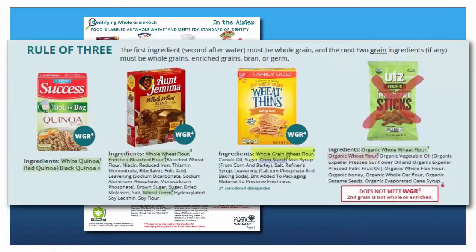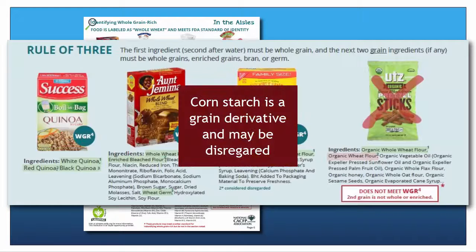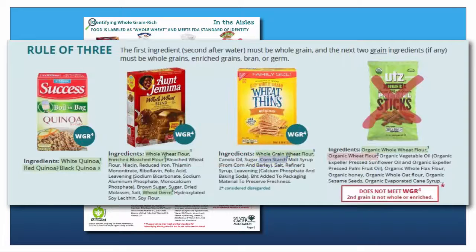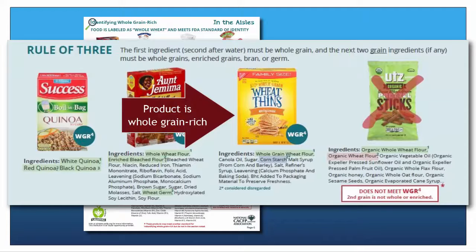The third product lists whole grain wheat flour, a whole grain, as the first ingredient. The second and only other grain ingredient is cornstarch. Cornstarch is a grain derivative and may be disregarded. There are no other grain ingredients, so the product meets the rule of 3 to be considered whole grain rich.